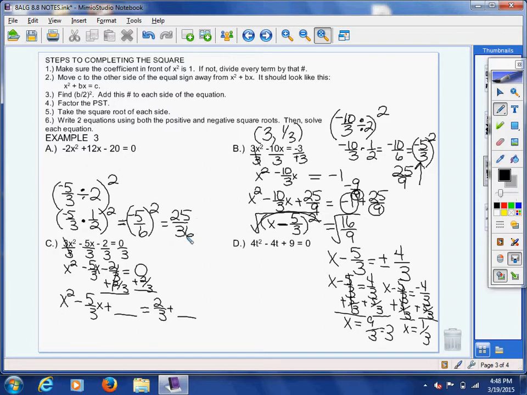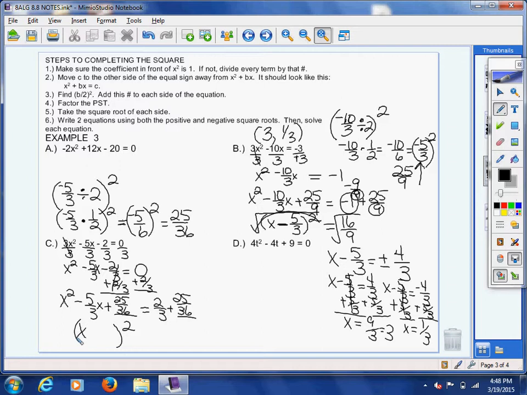So we're going to add 25/36 to each side. I know some of you are like, oh my goodness, this is getting crazy. All right, now we made a perfect square trinomial on the left, so we know we're going to be able to factor this pretty easily.